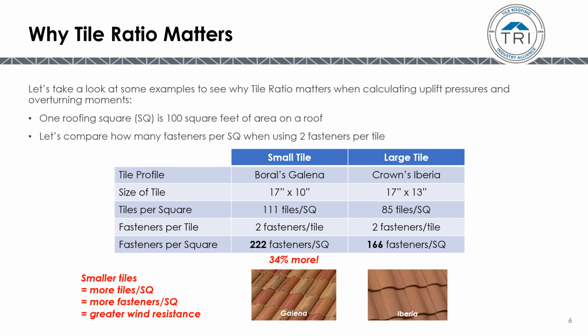Compared to the larger Crown's Iberia tile that has only 85 tiles per square, when also using 2 fasteners per tile, then we only have 166 fasteners per square. So using 2 fasteners per tile for different tiles is not always the same. It doesn't give the same uplift resistance. So a small tile would have significantly more resistance than a larger tile, unless we use different numbers of fasteners per tile, or different types, such as screws compared to nails.